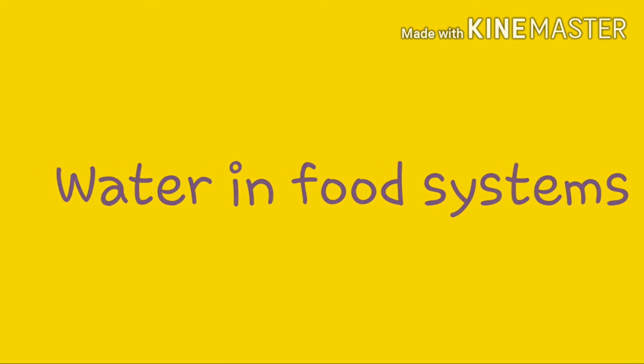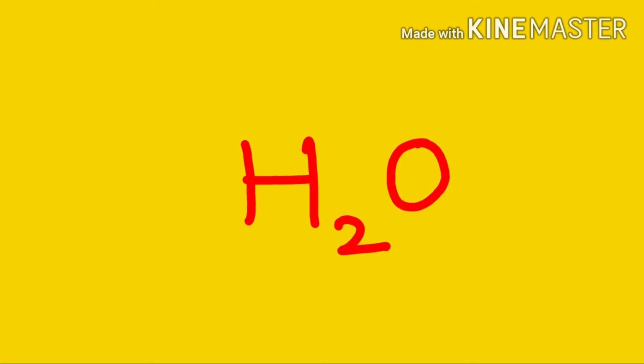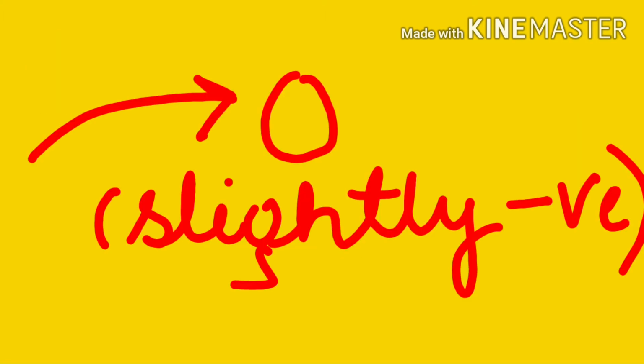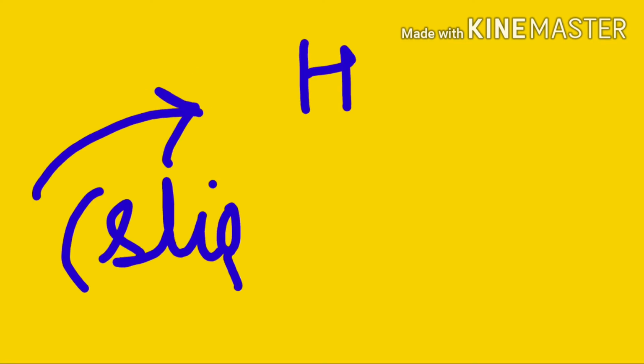Today, in this session, we will be discussing water in food systems. Now, a water molecule is made up of two hydrogen atoms which are covalently bonded to an oxygen atom. We all know that water is an electrically neutral molecule, but this structure has an imbalance in charges, which means oxygen is more electronegative and hydrogen is more electropositive. As a result, a hydrogen atom gets attracted to the oxygen atom of another molecule.